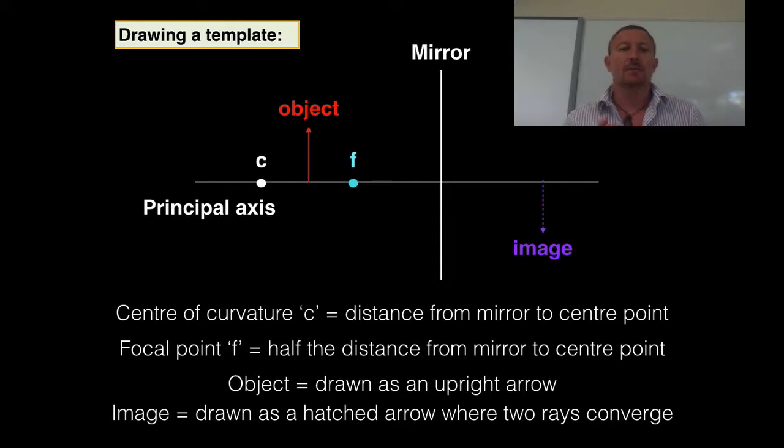Principal axis, mirror, you need center of curvature or focal point, and then place the object. Your image will be decided upon when you draw your diagram using the laws. So let's look at the first curved mirror, and we're going to look at a concave mirror.